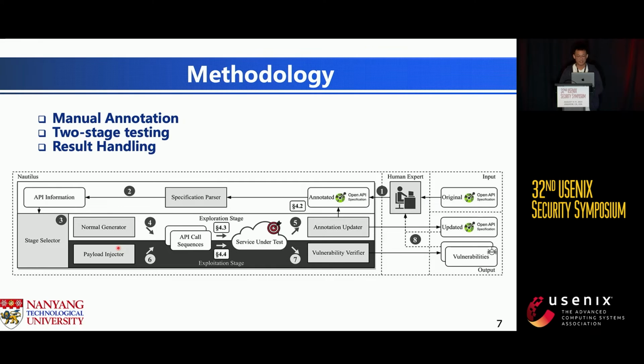Well, inspired by this motivating example, the authors developed their detection tool, which is named NAUTILUS, to automate the whole process. Well, the solution contains mainly 3 key steps. First, the manual annotation, and then the 2-stage testing, and finally the result handling.